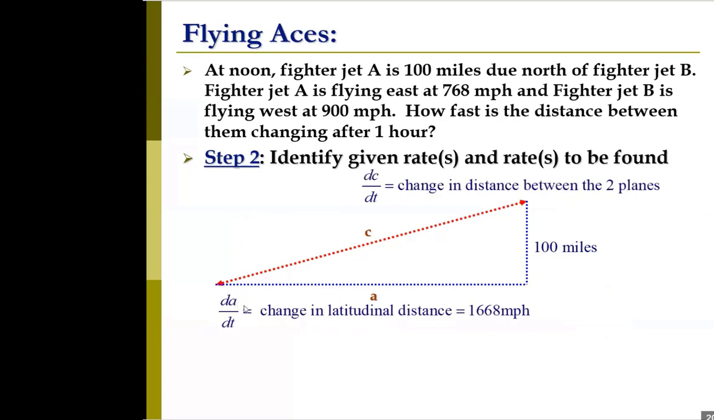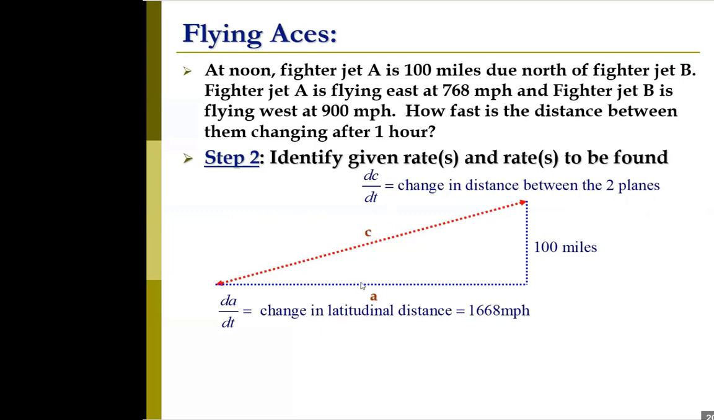I'd call this dA/dt the latitudinal distance. It's going to be, so this is longitudinal. So this is 1,668 miles per hour. The longitudinal distance is 100 miles, so that's not changing. That's constant. That must be a constant. Do not give that a variable, because it's not changing. And then the diagonal distance, which I'm just going to call C for A squared plus B squared equals C squared, is our distance between them.